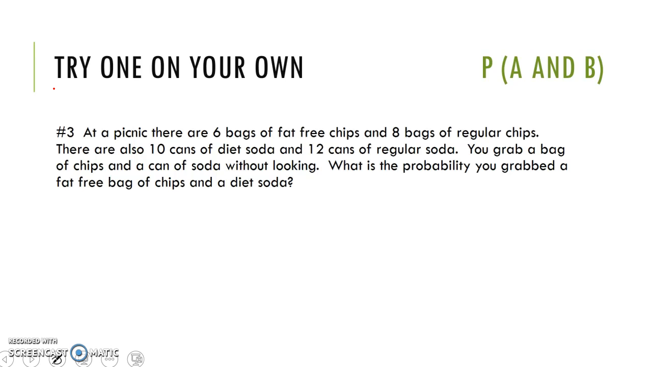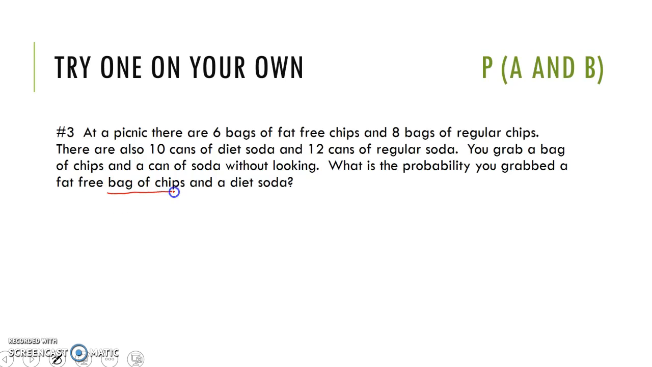This is a picnic. There are 6 bags of fat-free chips and 8 bags of regular chips. There are also 10 cans of diet soda and 12 cans of regular soda. You grab a bag of chips and a can of soda without looking, and you want to find the probability that you grabbed a fat-free bag of chips and a diet soda.